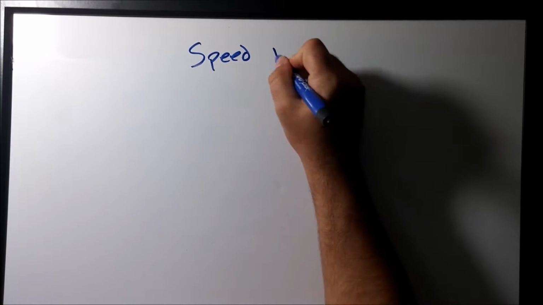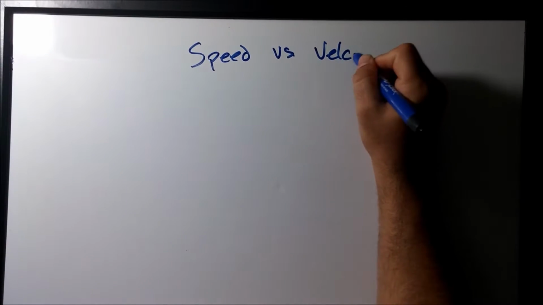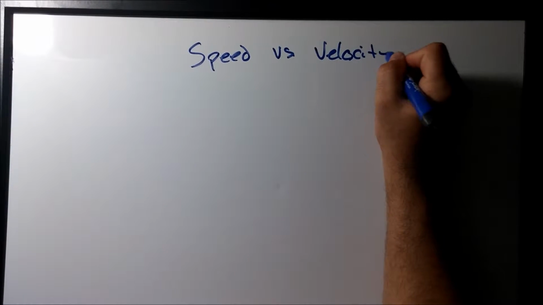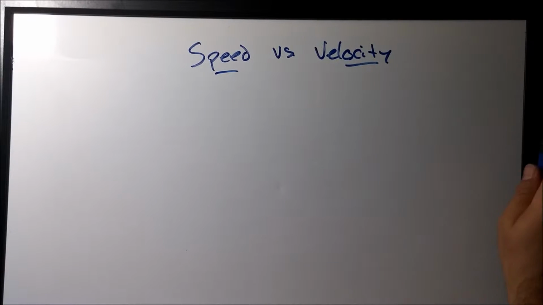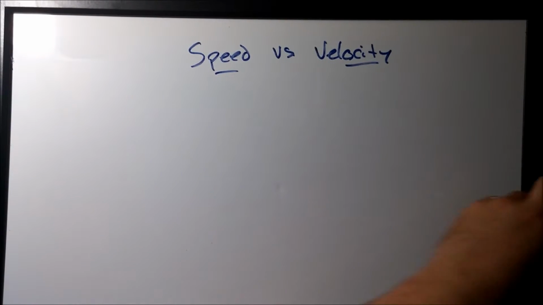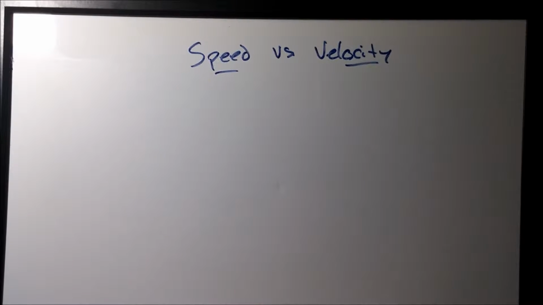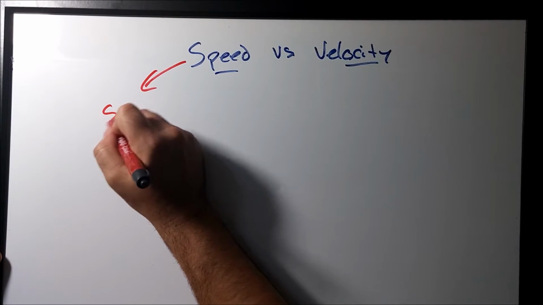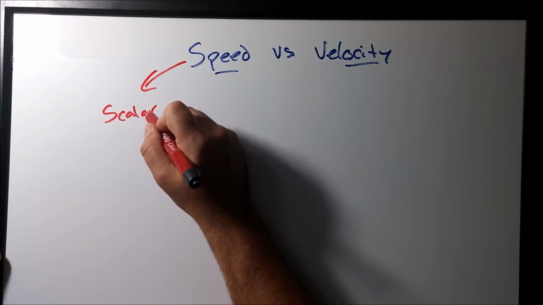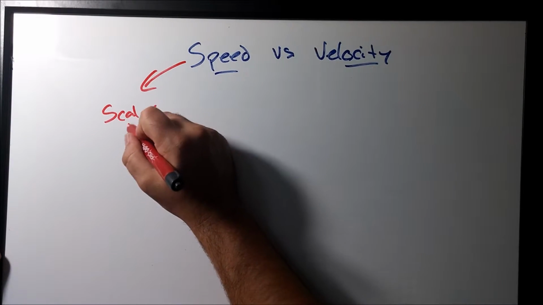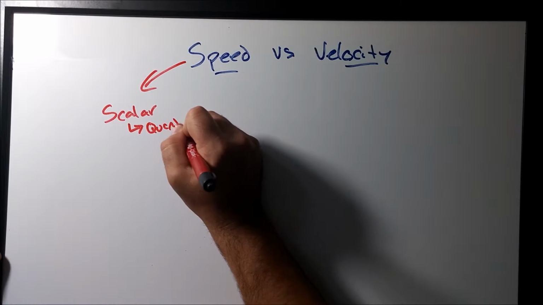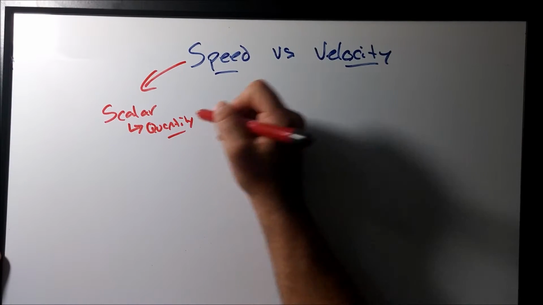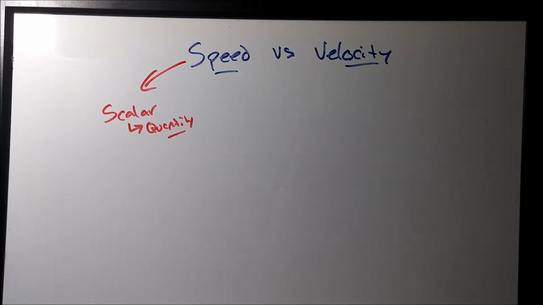Speed versus velocity. All right, so kind of just as was the case with distance versus displacement, you probably can guess one of these guys is a scalar term, one of these guys is a vector term. Turns out speed, yep, that guy right there, that's your scalar term. What does that mean? That means speed only requires quantity. Direction is not important for speed. We don't care which way you're going.